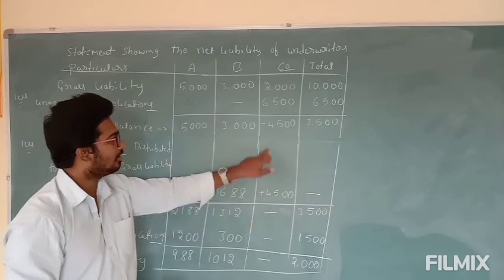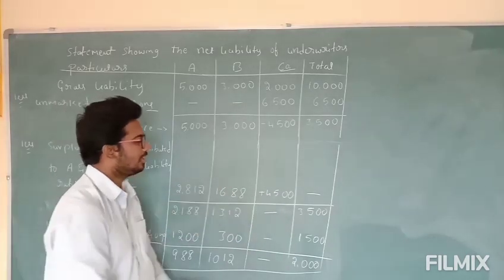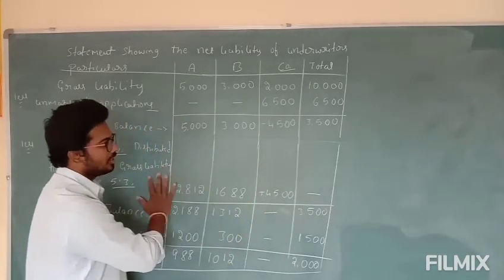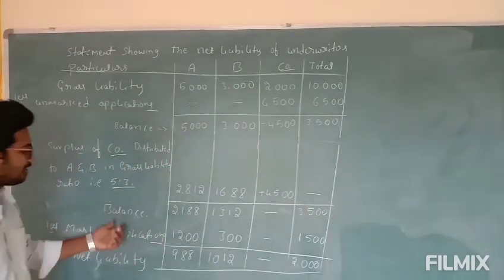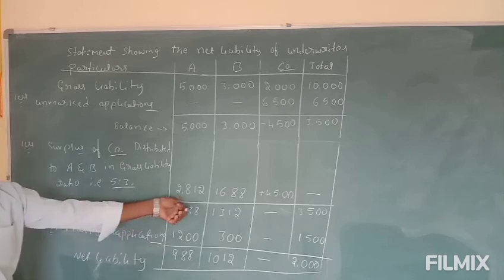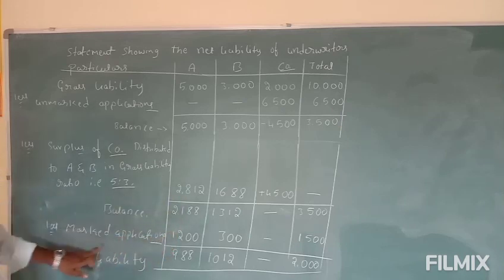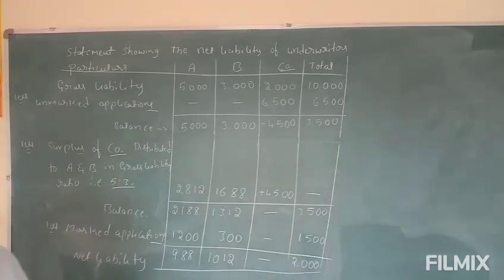So write the positive figure for this. Any surplus that you distributed, you should not make any total here. Then you will get further balance after adjusting surplus. So after less marked applications, the balance that you will get is what we call the net liability of the underwriters.